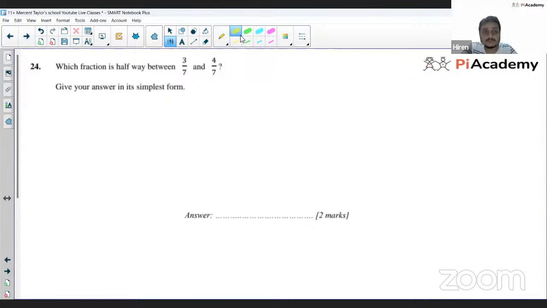So I'm reading this question for all of you. Which fraction is halfway between 3/7 and 4/7? And we have to give the answer in the simplest form. So basically, this question belongs to what? There is a fraction addition, and at the same time, after adding, there is a fraction division as well. Yes, everyone. So please do this question and show me how good you are at fraction operations.